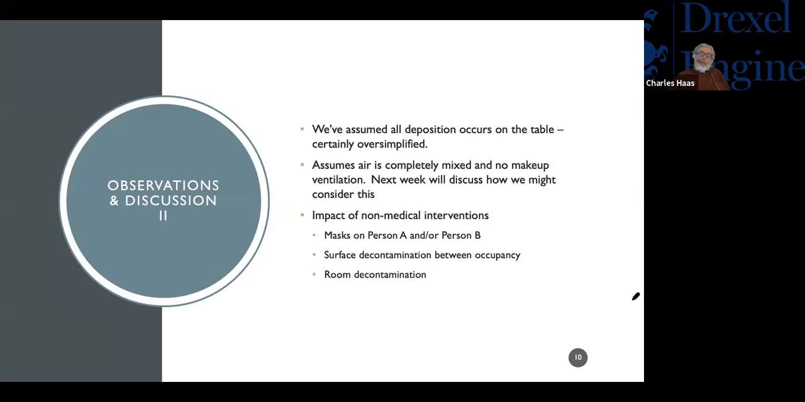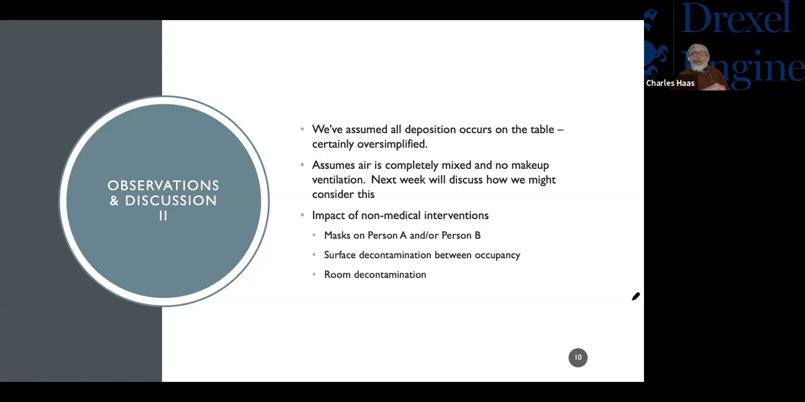And we might also think about how we could incorporate non-medical interventions. What would happen if person A would wear a mask? What would happen if person B would wear a mask? Of what type? How much risk reduction would we have? What data would we need to assess that? What would happen if we decontaminated the surface of that table between occupancy? Maybe use a cleaning or a disinfectant that achieved some amount of reduction on the table before contact.